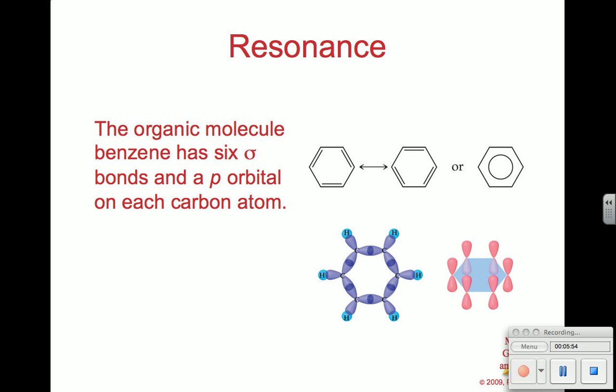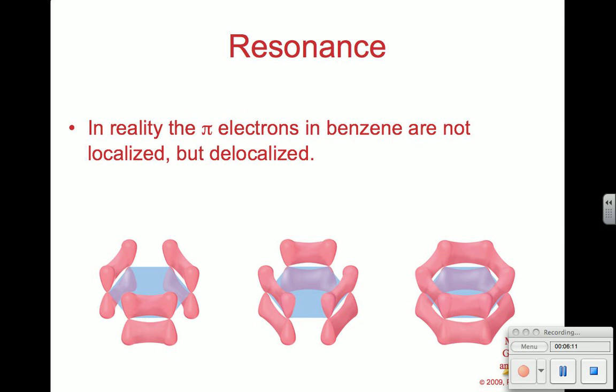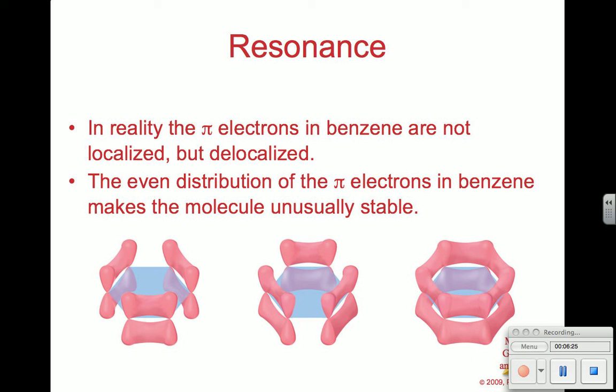Same thing goes for the resonance of benzene, which we saw previously. It can have either one of those sets of three pairs of double bonds, but in reality, all the bond lengths are the same, and so you're going to have a p orbital overlap that looks more like the image to the right, rather than either one of the ones on the left. So in reality, the pi electrons in benzene are not localized, but are delocalized. The even distribution of the pi electrons in benzene makes the molecule unusually stable, and benzene is a fairly stable structure. And then if you plug different functional groups off of benzene, you get some really interesting compounds.